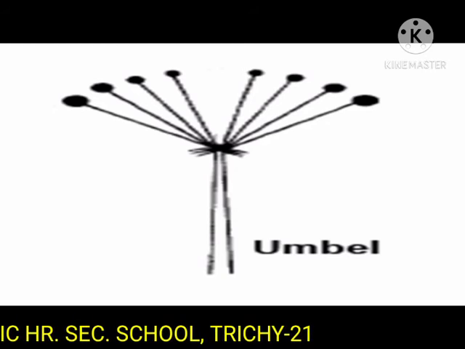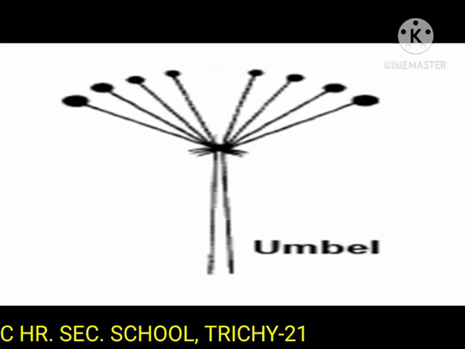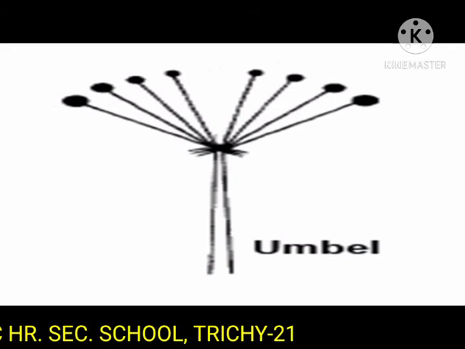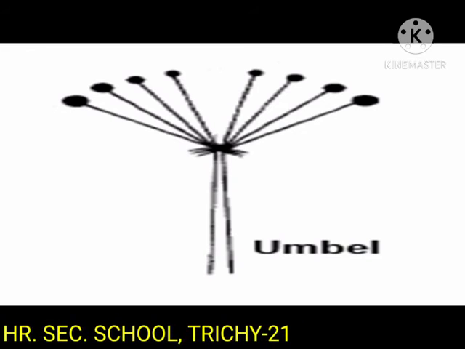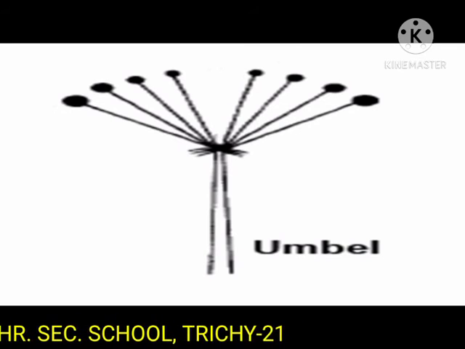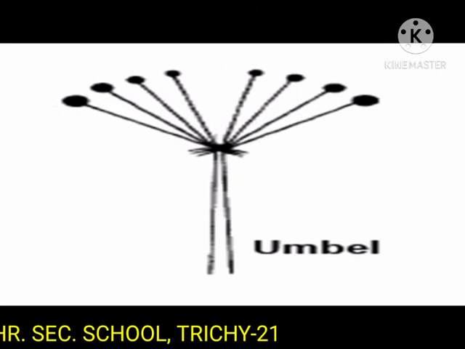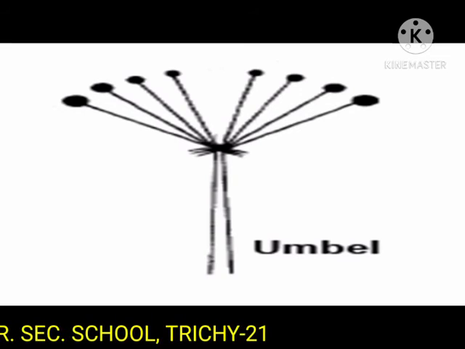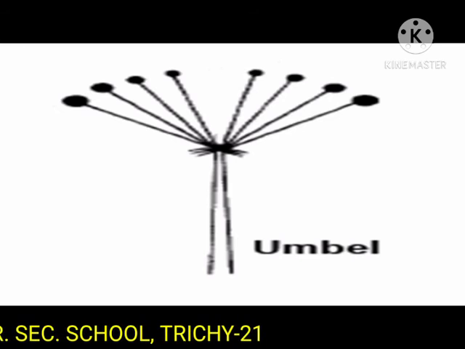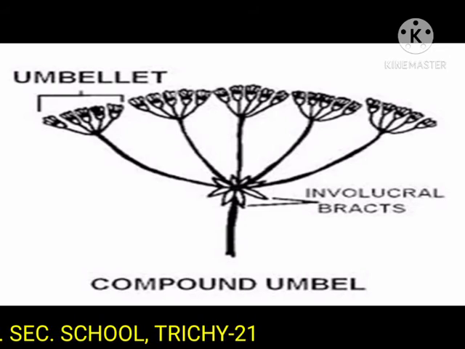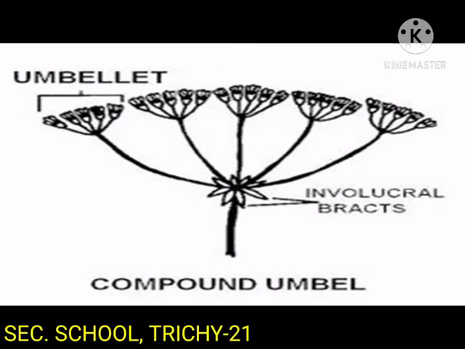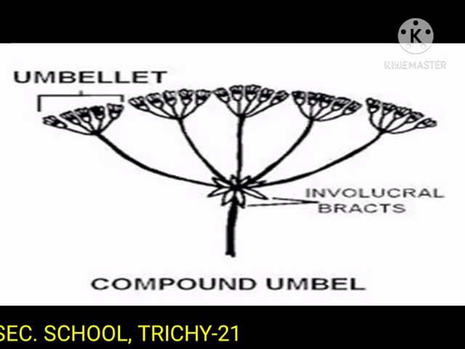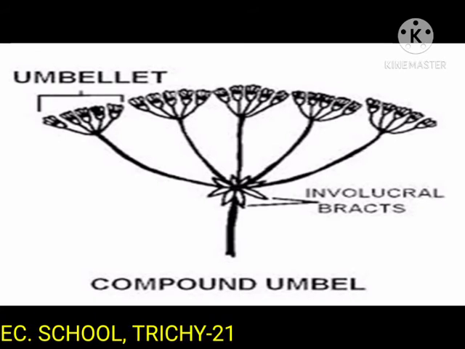Umbel, an inflorescence with indeterminate central axis and pedicellate flowers arising from a common point of peduncle at the apex. Example, Allium cepa. Compound umbel. It is a branched umbel. Each smaller unit is called an umbellule.